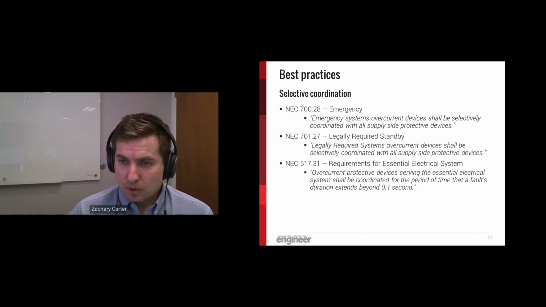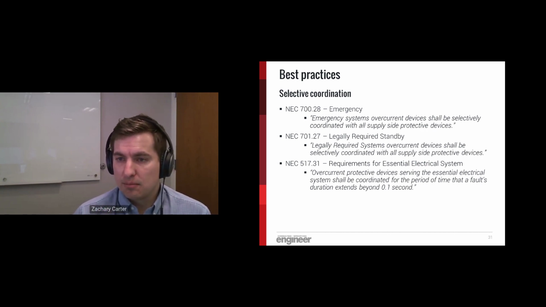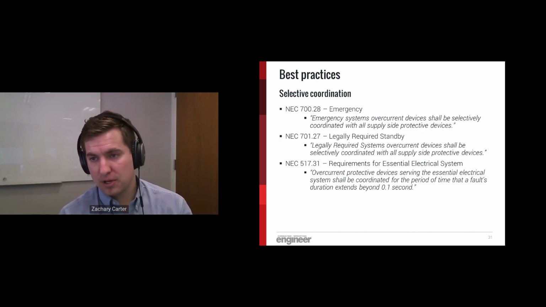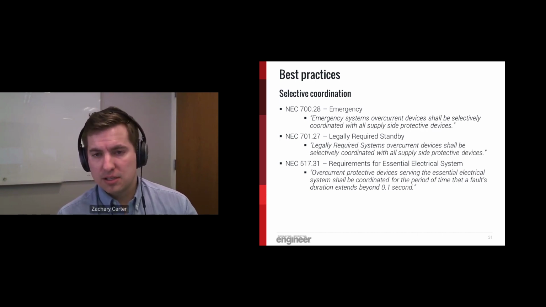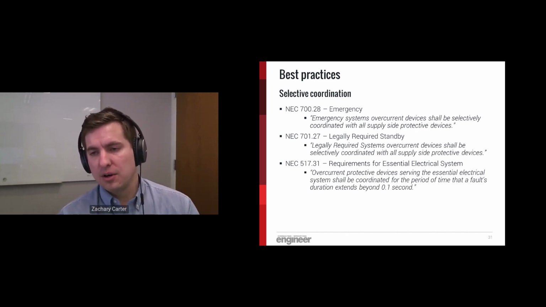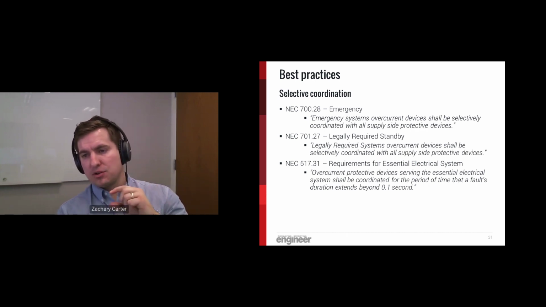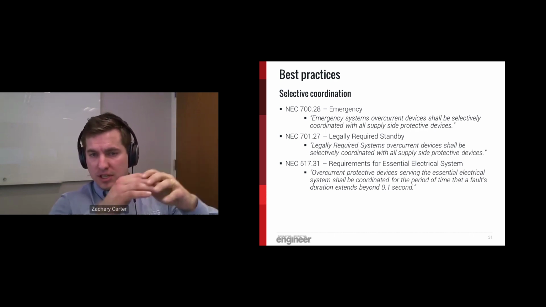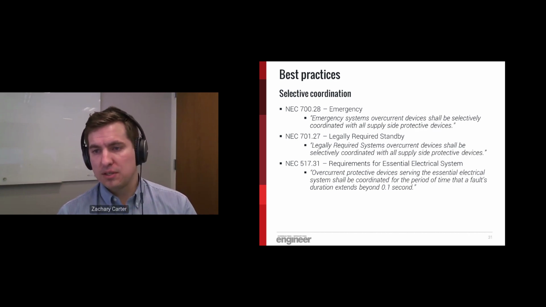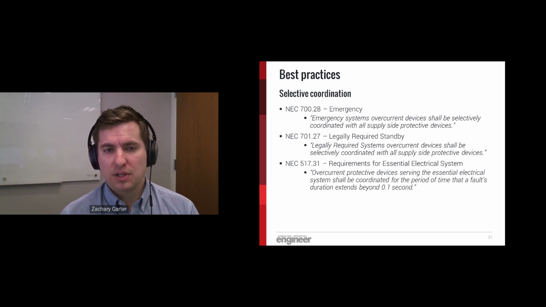Selective coordination. Three things that we can pull from code in regards to selective coordination is the emergency branch, legally required branch. These have the overcurrent protective devices throughout the system that must be selectively coordinated. This is essentially the domino effect. Any mission critical facility that we encounter, we don't want a downstream domino, if you will, take it up to the upstream, which then takes out the entire system. So I want to point out these three particular code sections in regards to selective coordination.